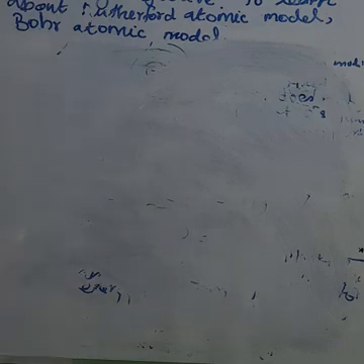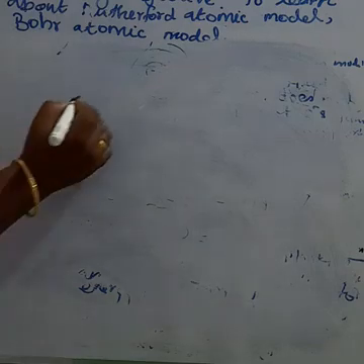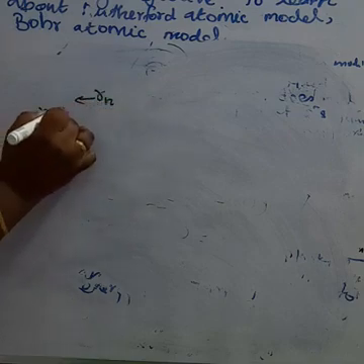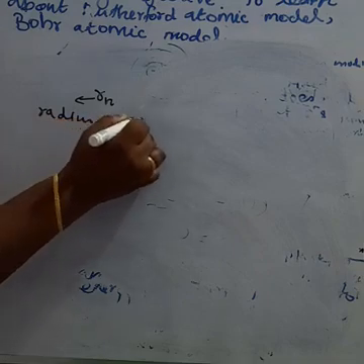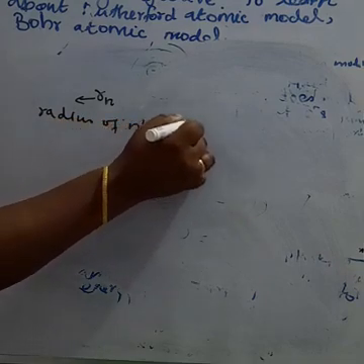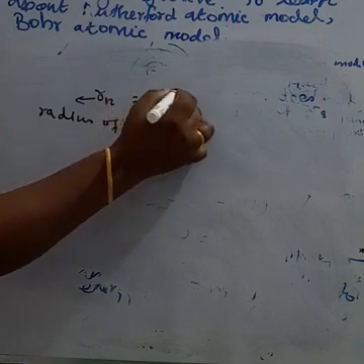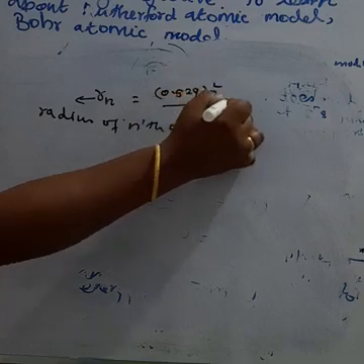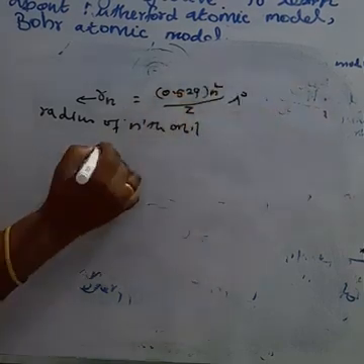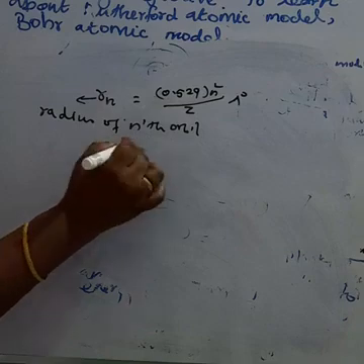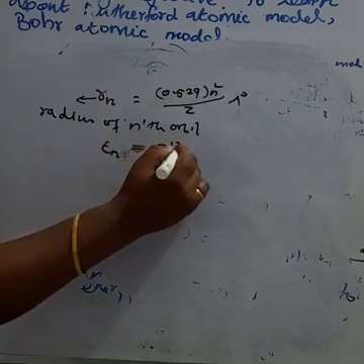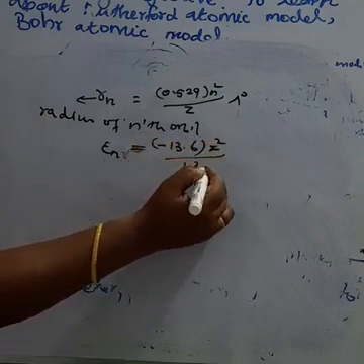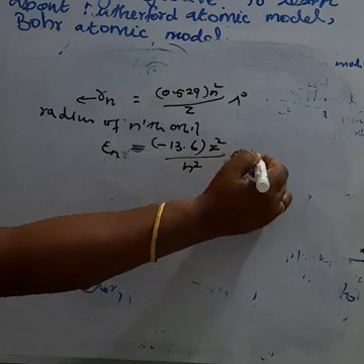That is, rn means the radius of nth orbit. Radius of nth orbit is equal to 0.529 into n square by Z Angstrom, where Z is the atomic number. Okay, and En means energy of nth orbit, which is minus 13.6 Z square by n square electron volt per atom.